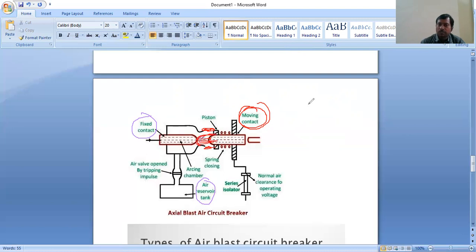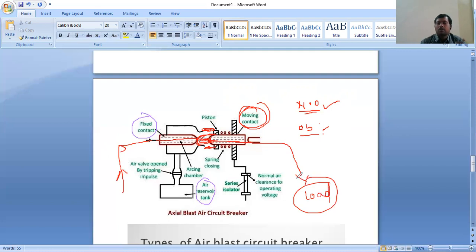During the normal condition, we should discuss only normal operating condition and abnormal conditions. These two conditions we need to check. In the normal operating conditions, current flows from this point through the fixed contact to the moving contact and to the load. This is nothing but a normal condition. This is how the current flows in the normal condition.